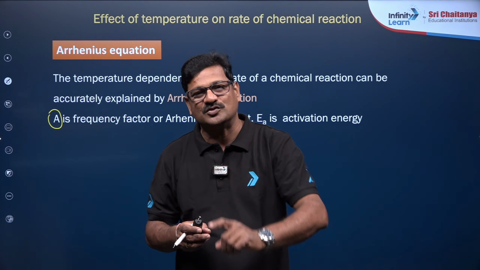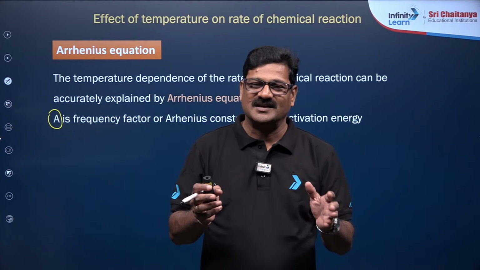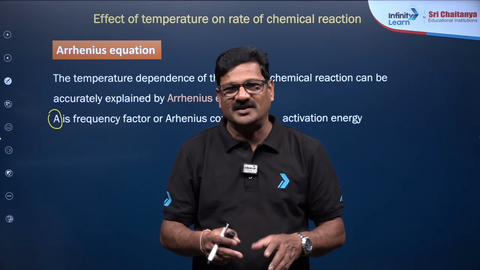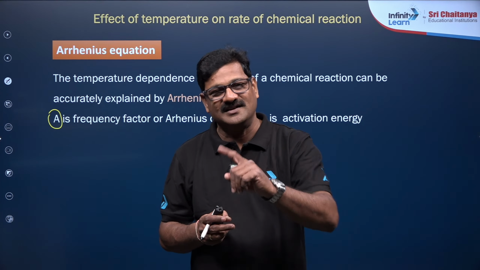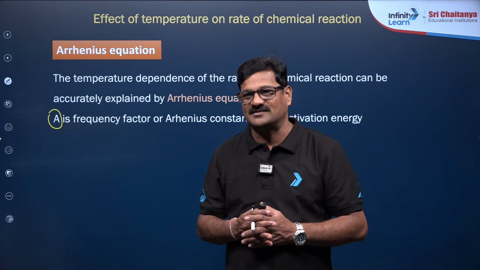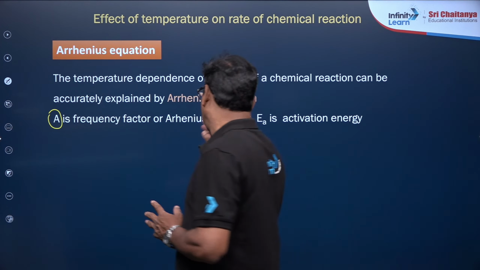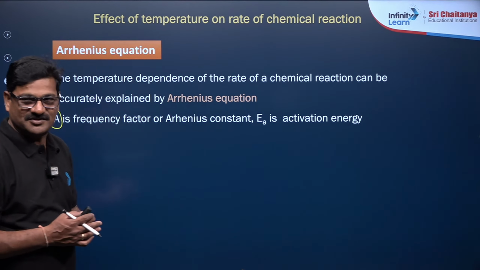The number of collisions taking place in a meter cube of the reactant per second is called the frequency factor, and Ea is called activation energy.